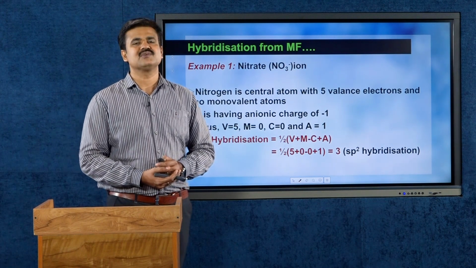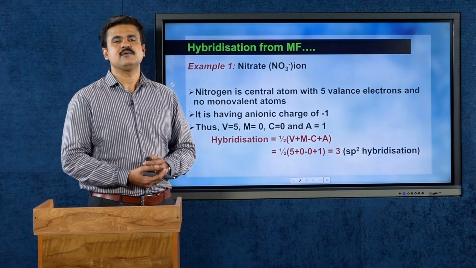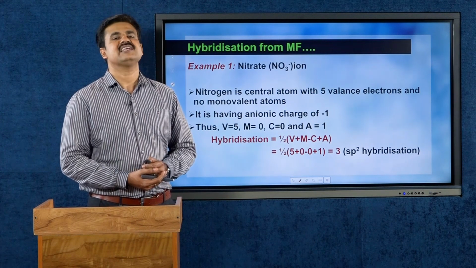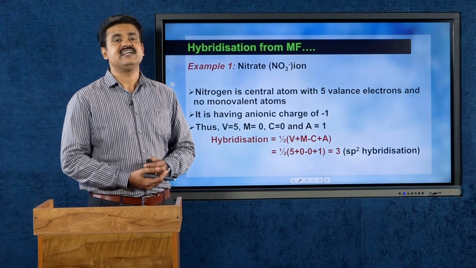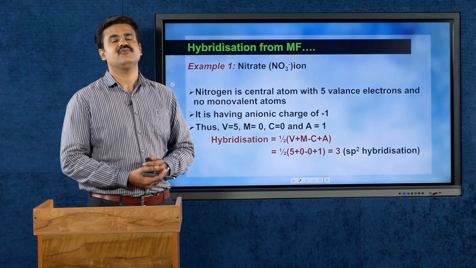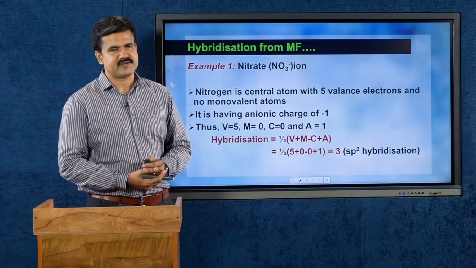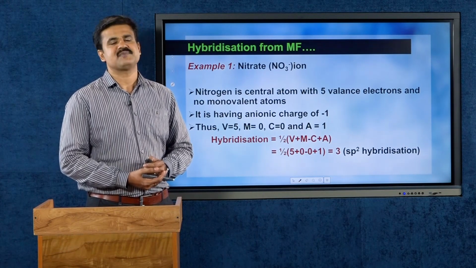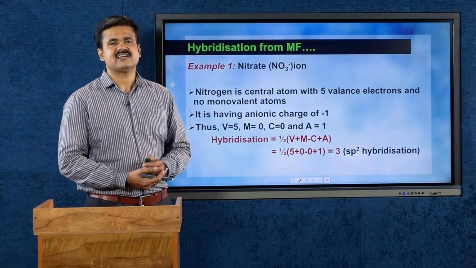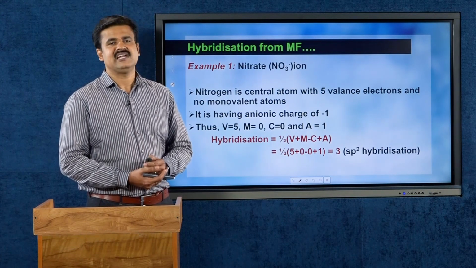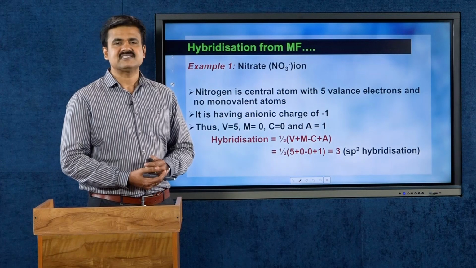For simple molecules and ions, we know that 3 orbital hybridization is nothing but sp2 hybridization. That is, we determined the hybridization of NO3 minus ion as sp2. Moreover, we can clearly say that the central atom nitrogen in nitrate ion exhibits a hybridization of sp2.